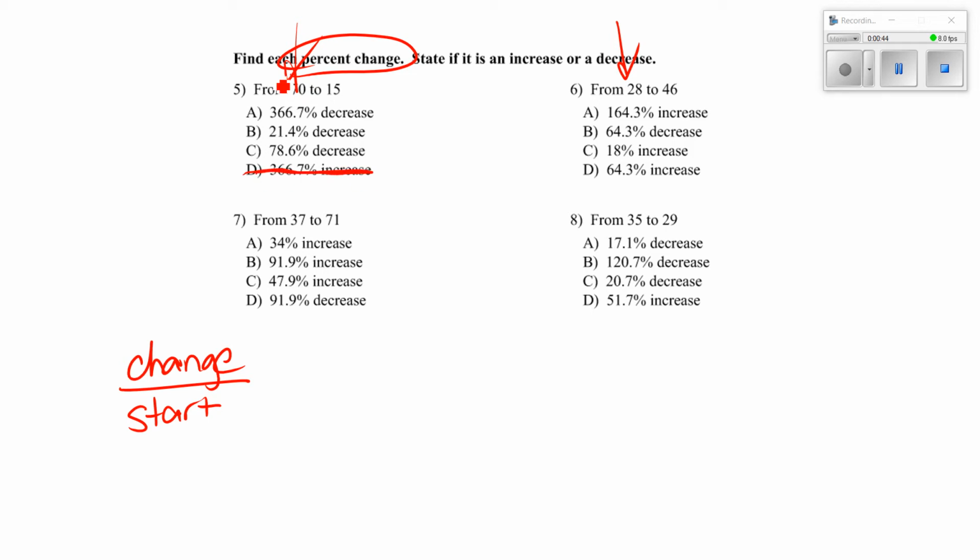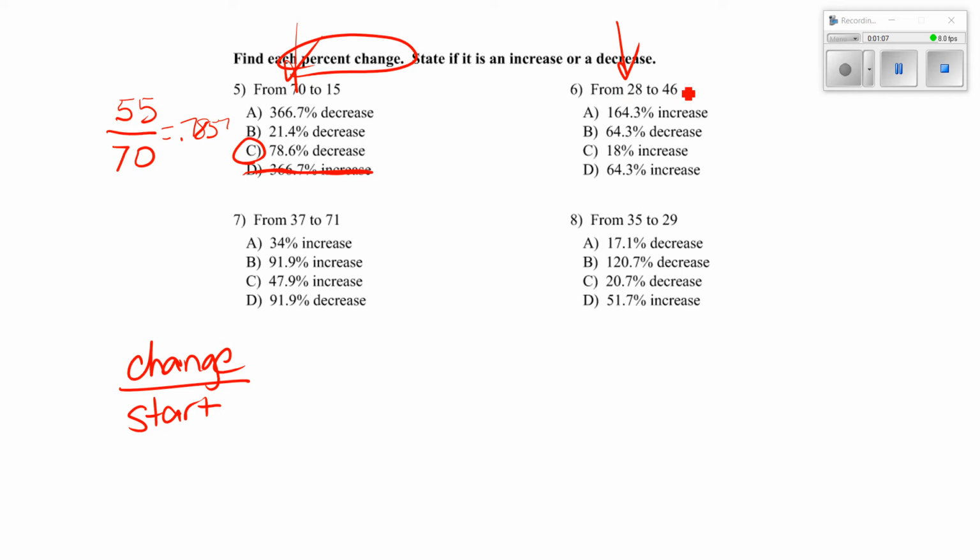It went from 70 to 15, so that's a change of 55. If you don't know, do 70 minus 15, see how much it changed. It started at 70, so 55 divided by 70 tells me that if you do that, you get 0.785 something, and you round it, it'd be 78.6% decrease.